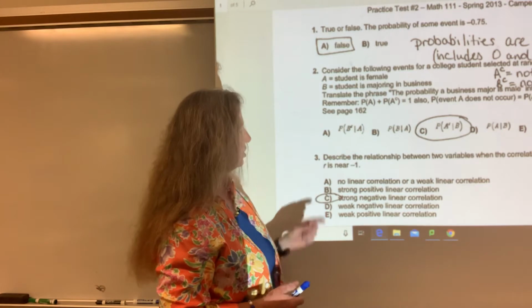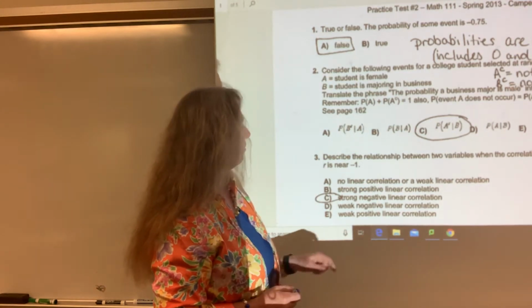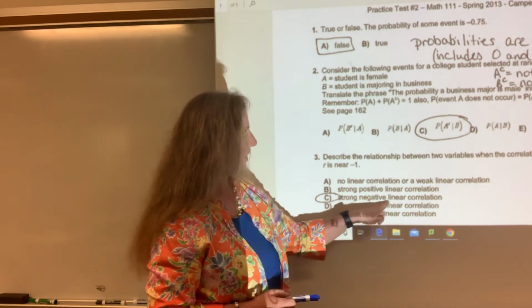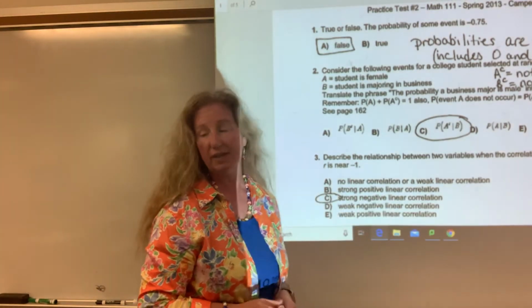Okay, describe the relationship between two variables when the correlation coefficient R is near -1. That is a strong negative linear correlation.